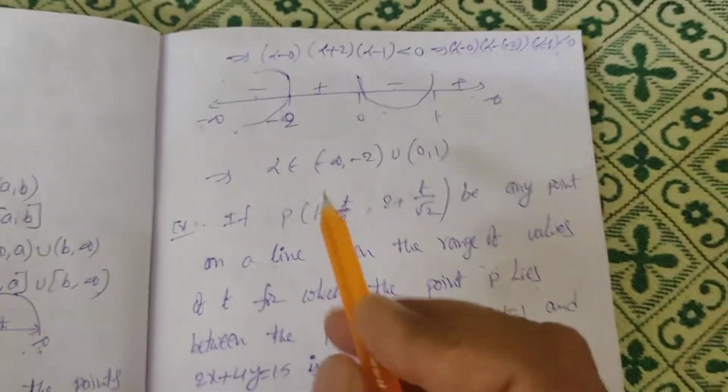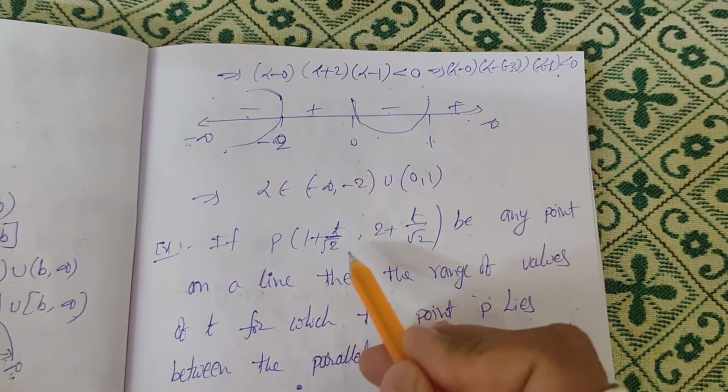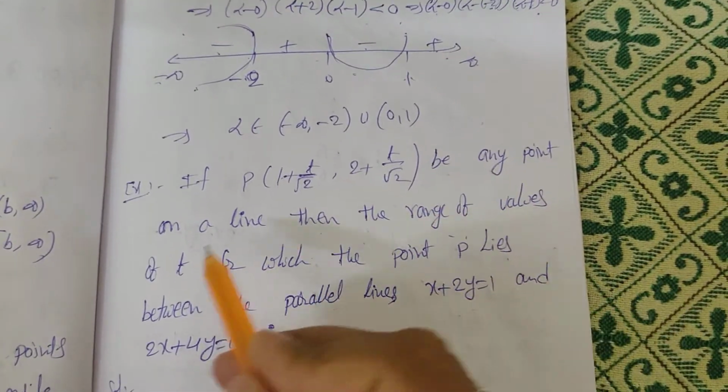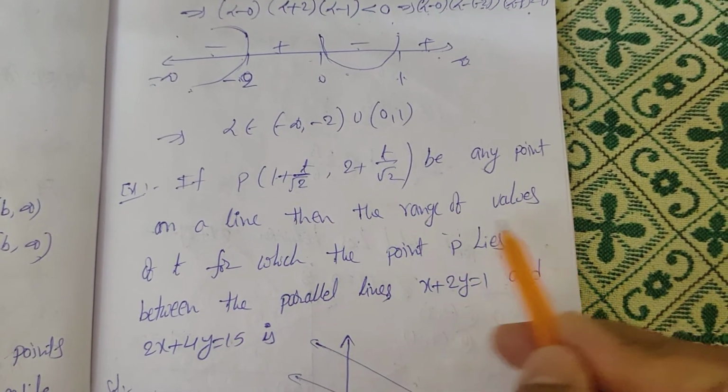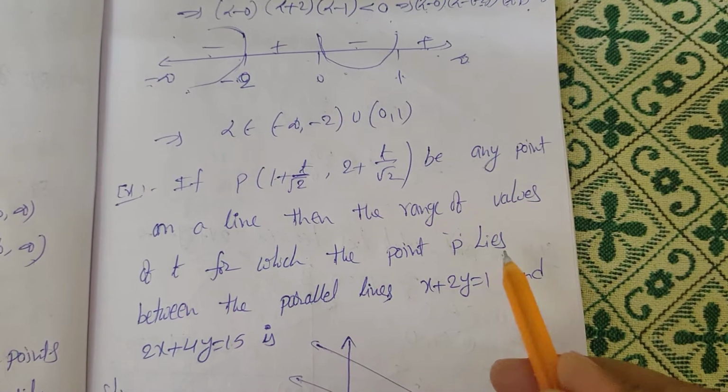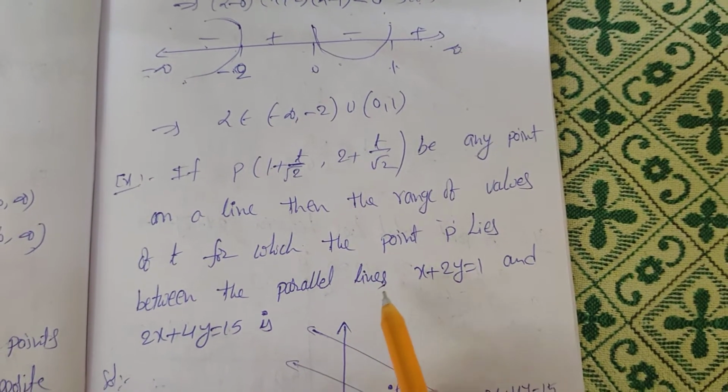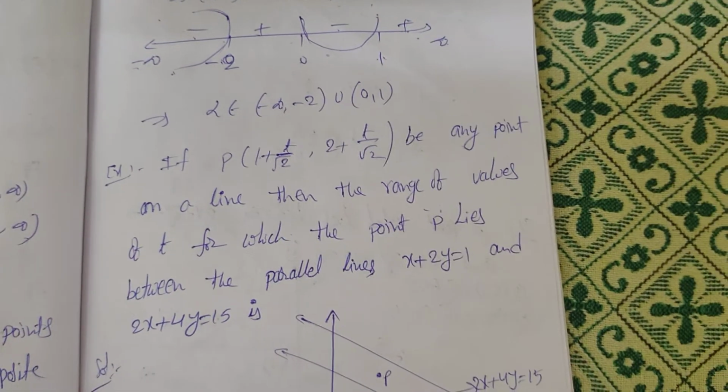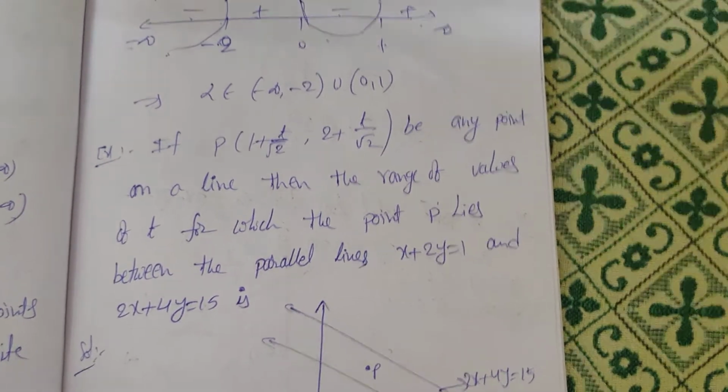Next one. If P(1 + t/√2, 2 + t/√2) is any point on the line, then the range of values of t for which the point P lies between the parallel lines x + 2y = 1 and 2x + 4y = 15 is.